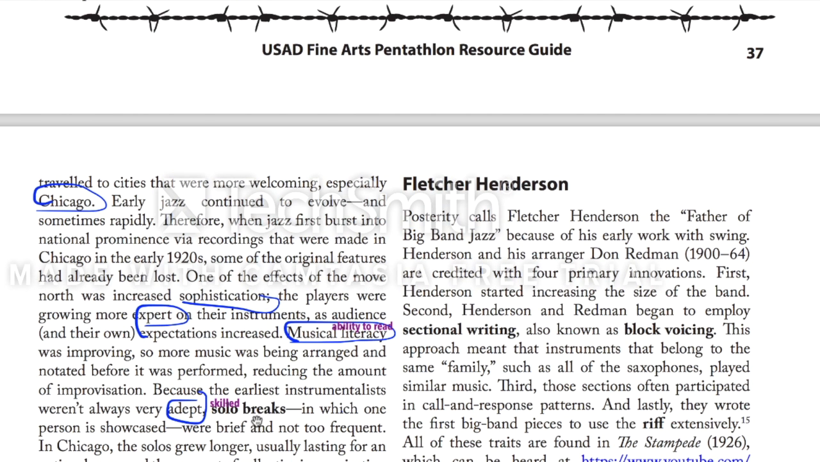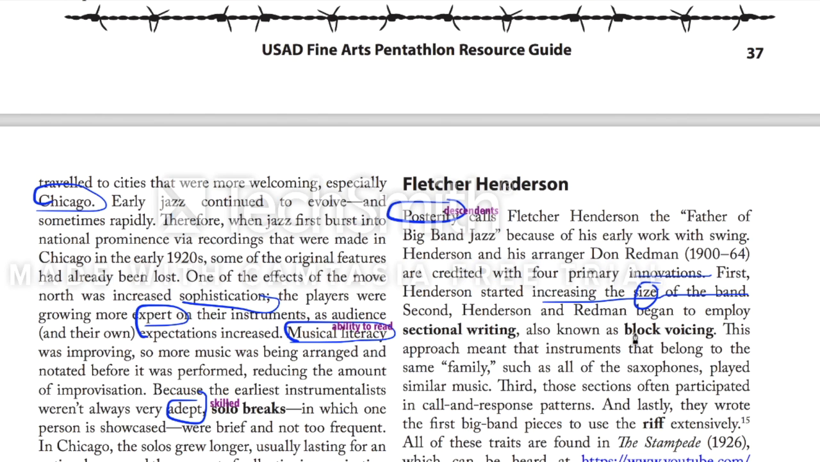Fletcher Henderson. Posterity, meaning throughout history, all the descendants that come after you, calls Fletcher Henderson the father of big band jazz because of his early work with swing. Henderson and his arranger Don Redman are credited with four primary innovations. First, Henderson started increasing the size of the band, so more people in the band.